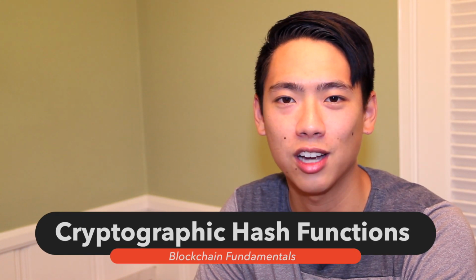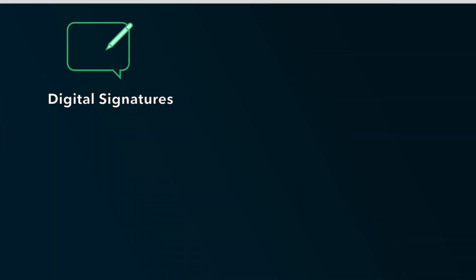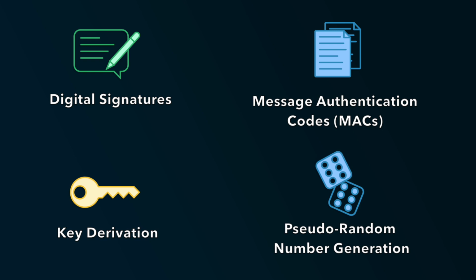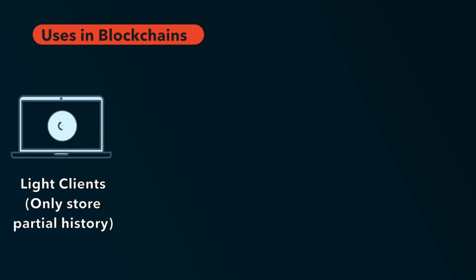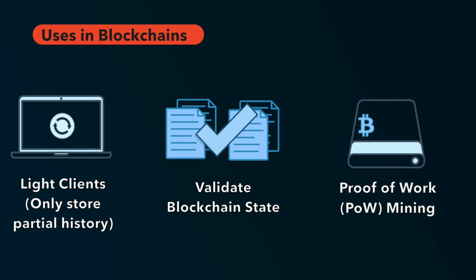Today, we're going to be talking about one of the most important fundamentals of blockchains, cryptographic hash functions. Cryptographic hash functions are used for many things, including digital signatures, MACs or message authentication codes to verify the integrity of data, key derivation, random number generation, and more. They're used extensively in blockchains for things like not having to store the entire history of everyone's transactions, being able to easily check that everyone has the same history, and for proof-of-work mining, which is an integral part of Bitcoin.